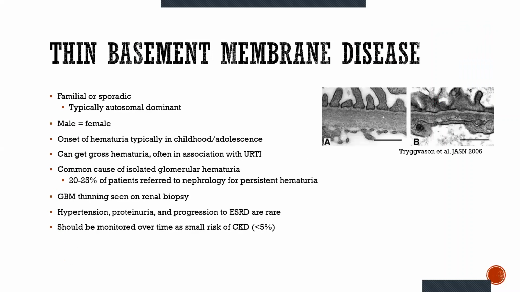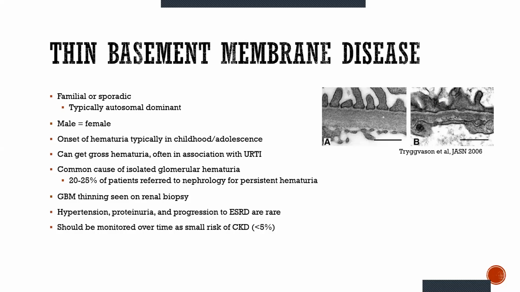Next slide, please. So thin basement membrane disease is another glomerular disease, which is very common to cause microscopic and sometimes macroscopic hematuria, but mostly microscopic. So this is familial in most cases, but it can be sporadic, and it's an autosomal dominant inheritance. So often there is a family history.